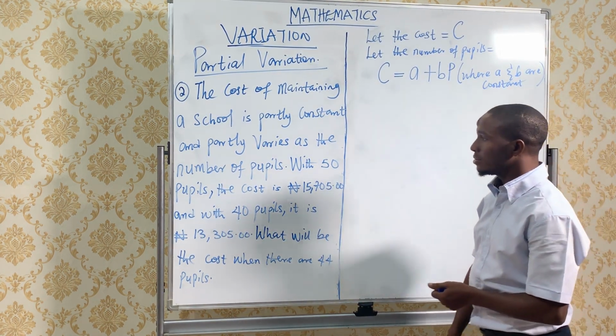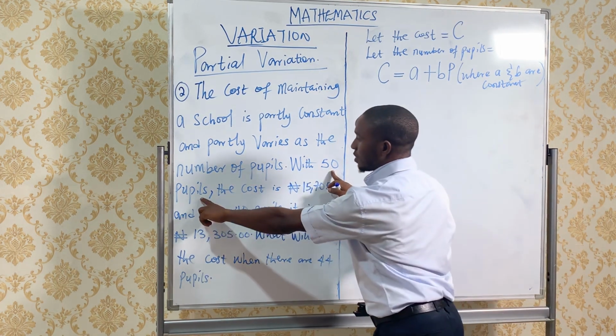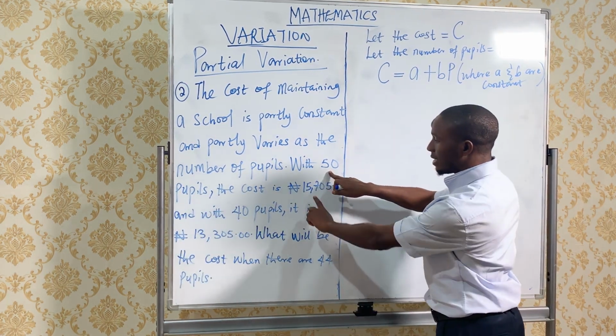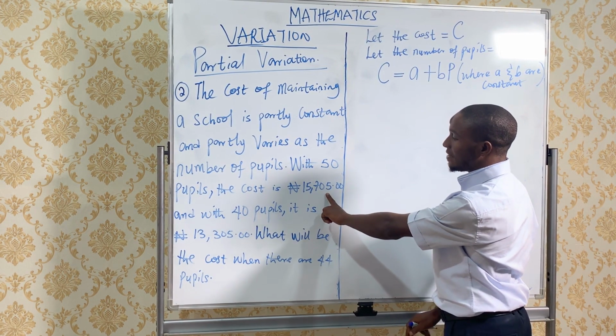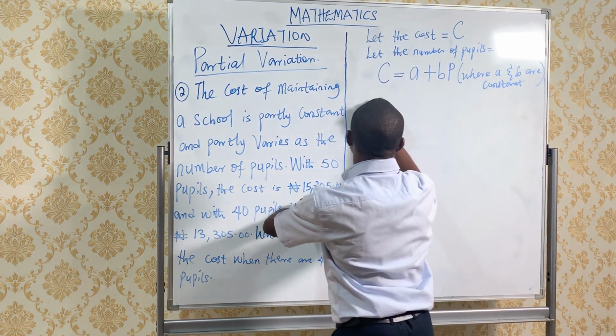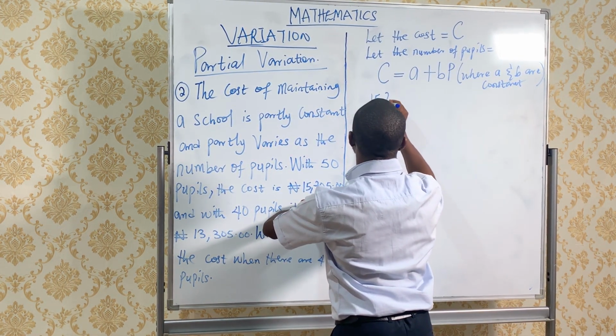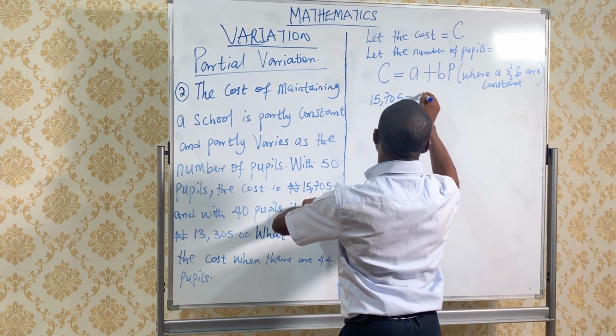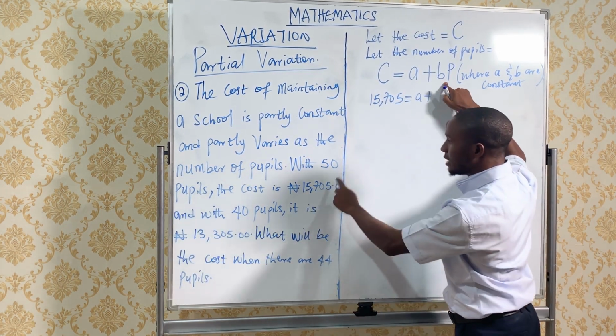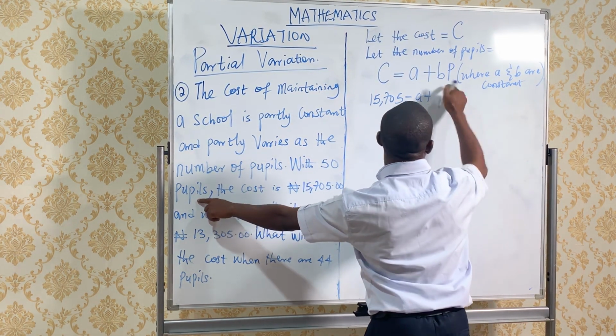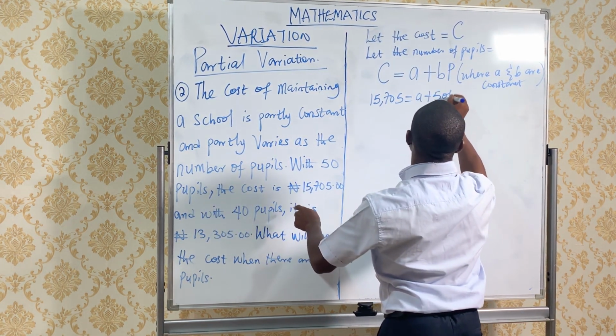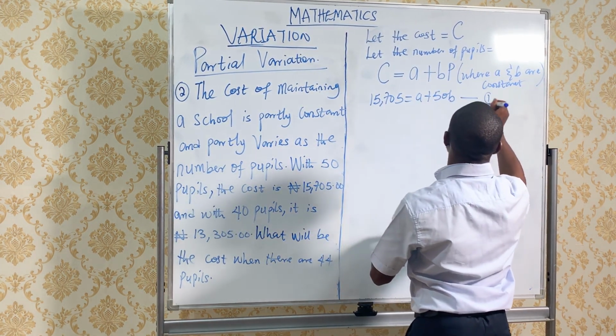Now let us continue. With 50 pupils, that is when P is 50, the cost is 15,705 naira. So the cost is 15,705, A plus, when P is 50 pupils, we have 50B. So we call this equation 1.